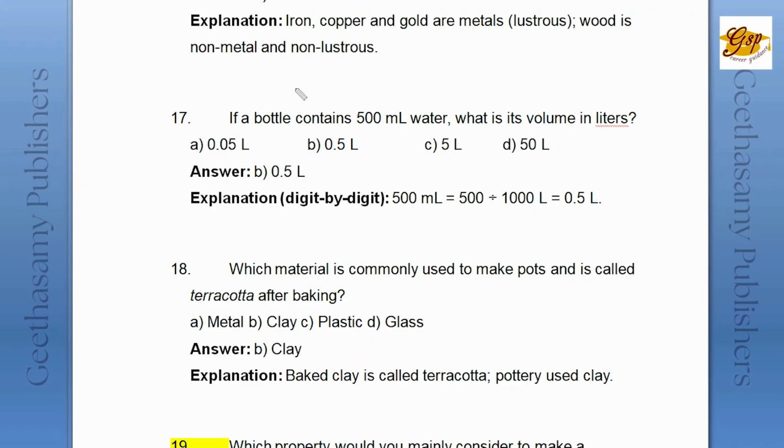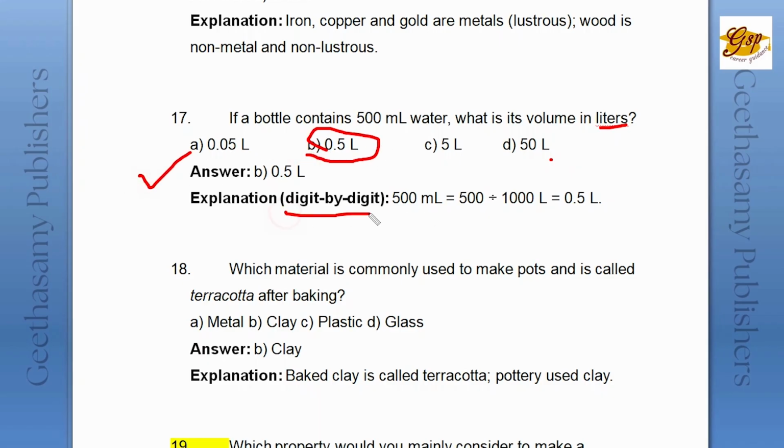And the 17th question. If a bottle contains 500 milliliter of water, what is the volume in liters? Options: 0.05 L, 0.5 L, 5 L, 500 L. The correct answer is 0.5 L. It is B.